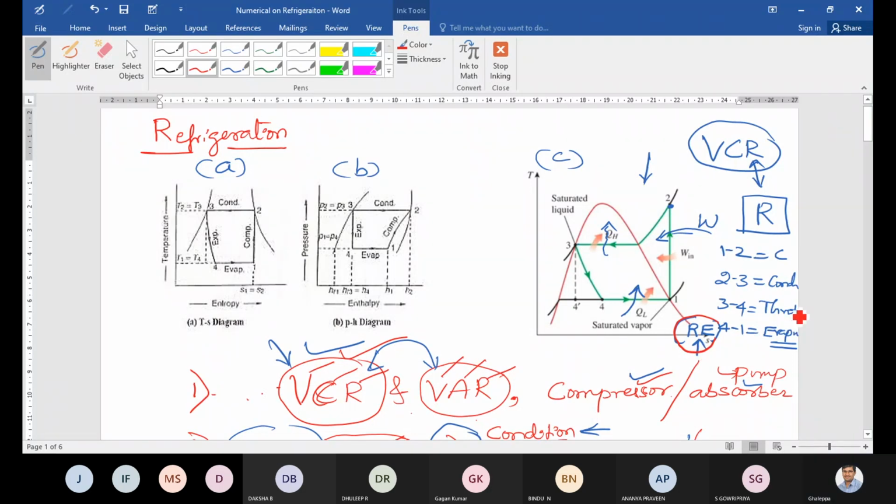The second hint is about the throttling process. 3 to 4 is the throttling process. From this point to this point, it is a throttling process.